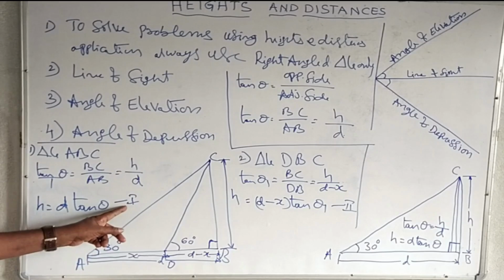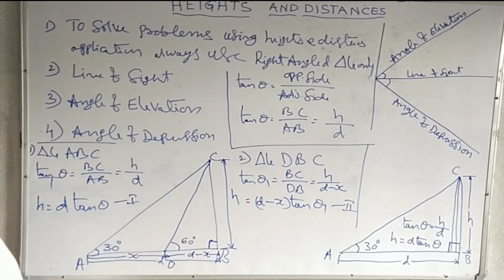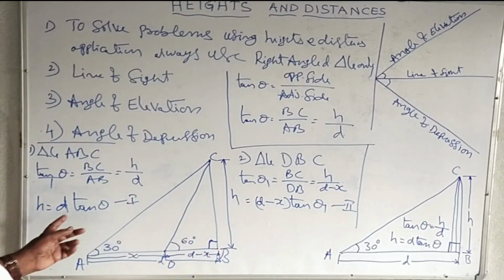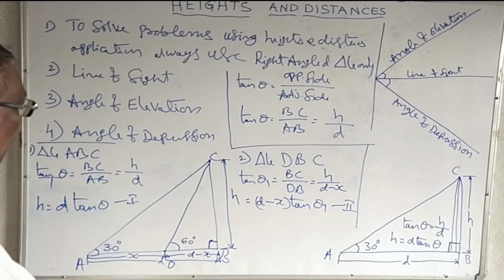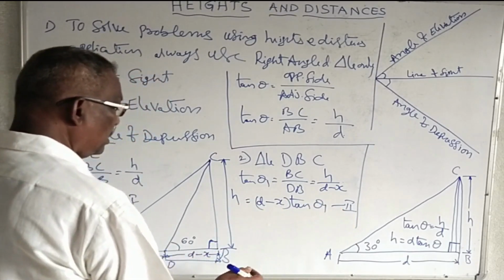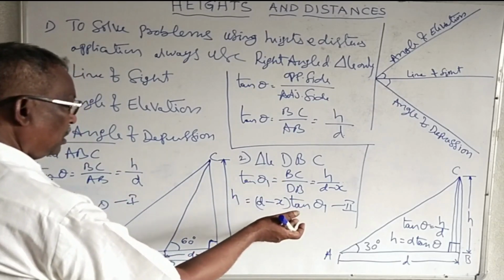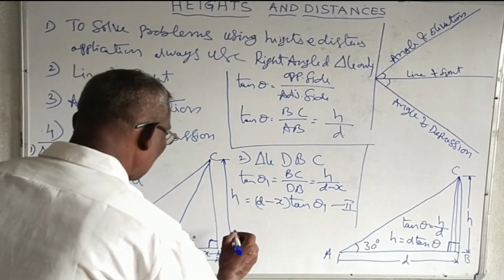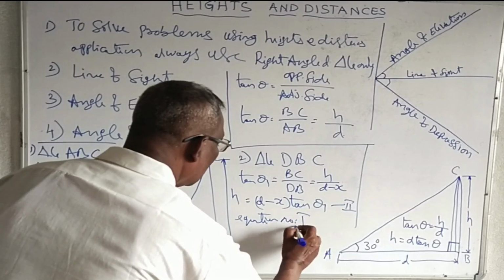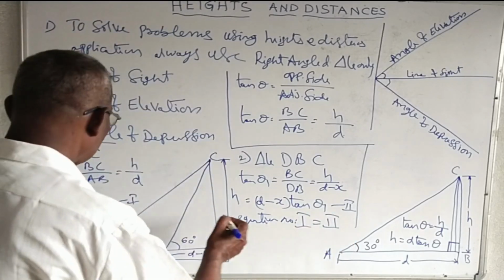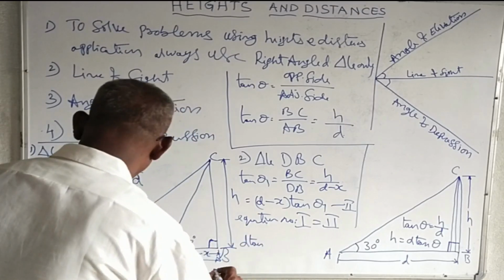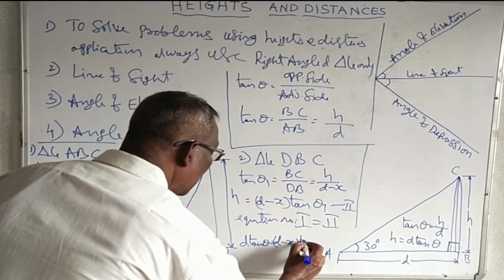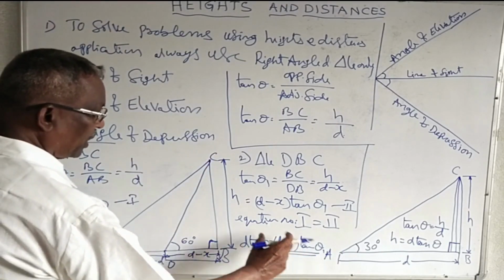So equation number 1, H is equal to D tan theta. Equation number 2, H is equal to D minus X tan theta 1. So you can equate both: equation number 1 is equal to equation number 2. Then automatically you may get the D value and X value, if you know the angles. Here also H, here also H. That is D tan theta is equal to D minus X tan theta 1. So this is the final one.